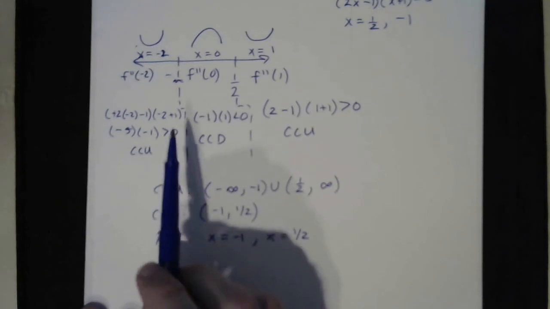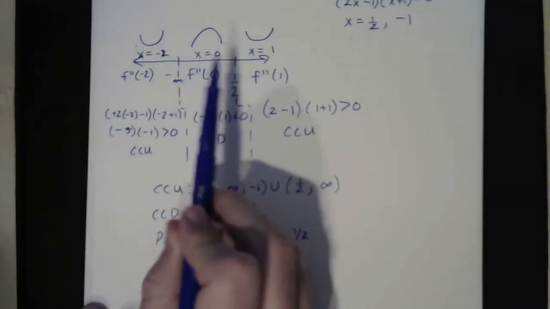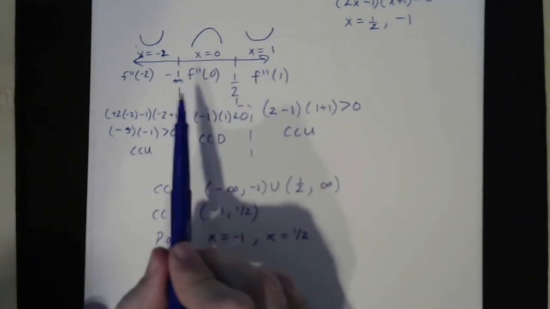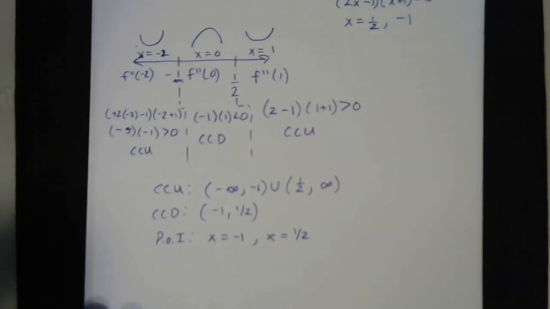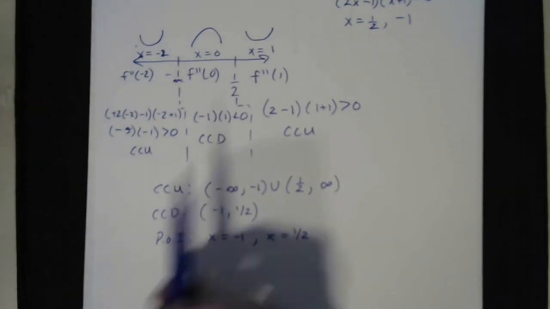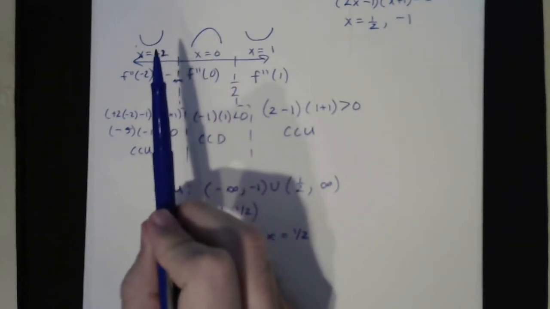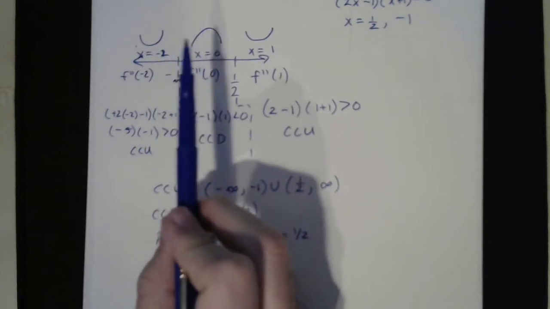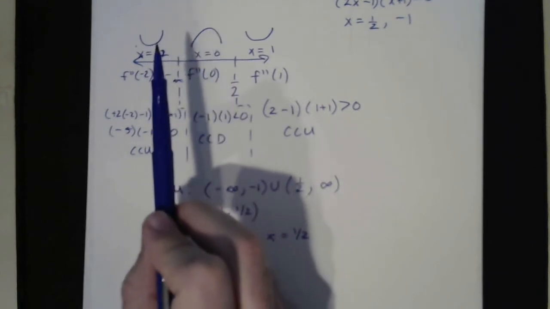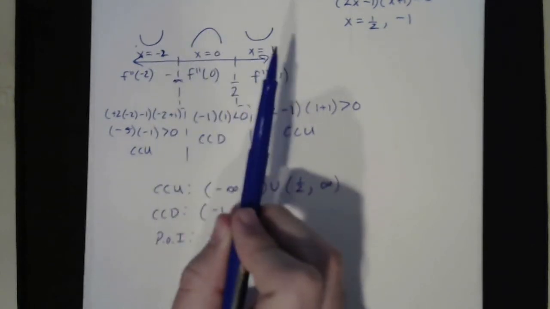So remember, sometimes we can have points of inflection that aren't actually points of inflection. Just like we had in section 3.1, we had those critical numbers that turned out to not be maxes or mins. So there's going to be times where we're going to see concave up, concave up. So our points of inflection are strictly where they flip from concave up to concave down or concave down to concave up.